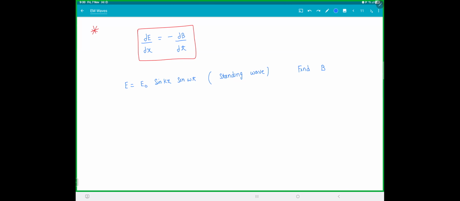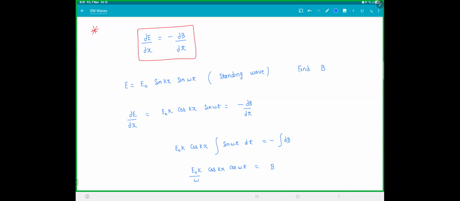So first, differentiate dou E by dou x. Only x is a variable there. That will be E naught k cos kx, and sin omega t remains. Now you're saying this is minus dou B by dou t, so you're integrating with respect to t. So x will remain constant. This will be the integral of sin omega t dt. When you integrate this, you end up with E naught k by omega. That becomes cos kx cos omega t. Both become cos. Clear with this? And now I'll tell you the problem.